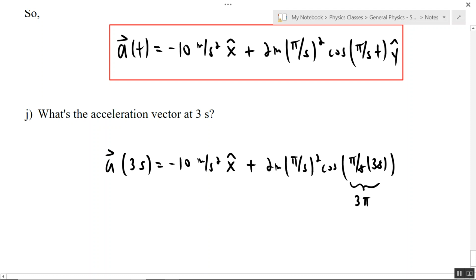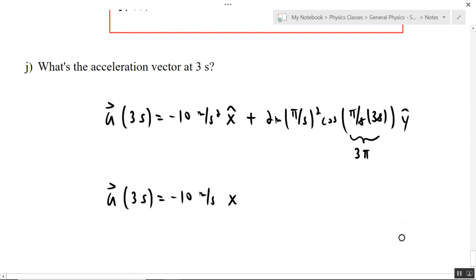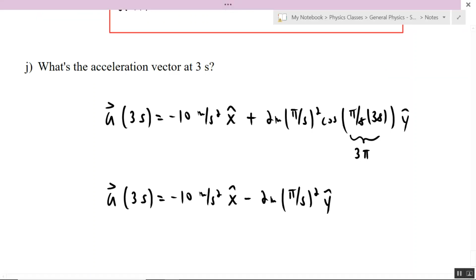All right, so the seconds cancel, and this is basically cosine 3 pi. There's a y hat here, I forgot the y hat. The cosine of 3 pi is just negative 1 again, right? So this becomes minus 2 pi meters per second squared y hat. So that's the acceleration at that moment of time, at 3 seconds, in meters per second squared.